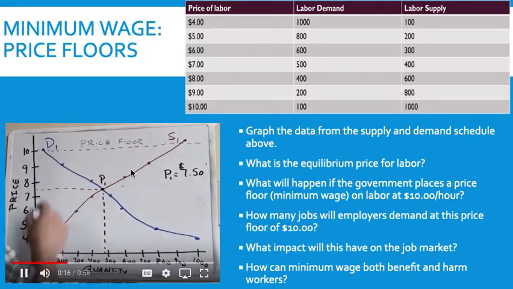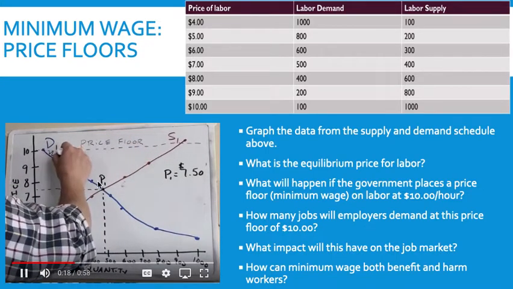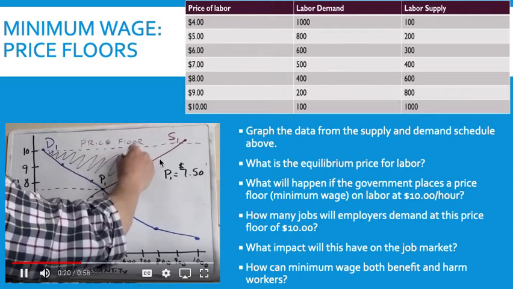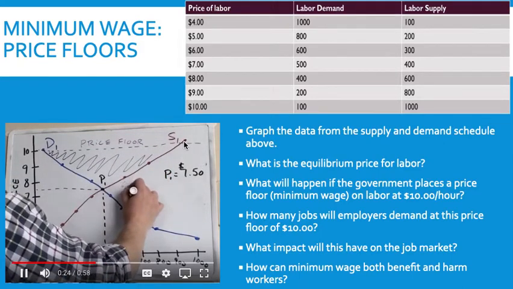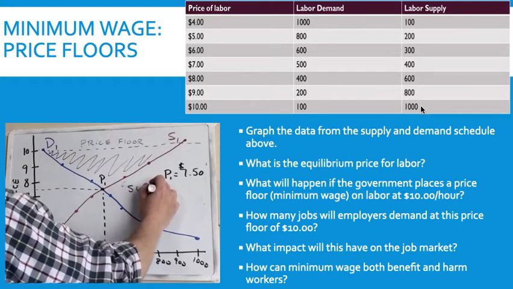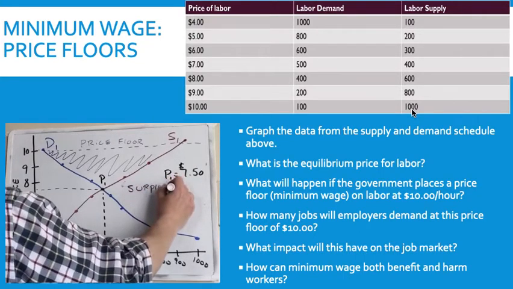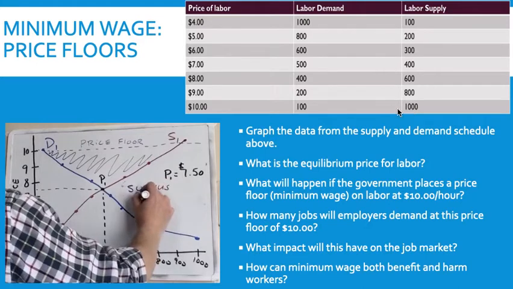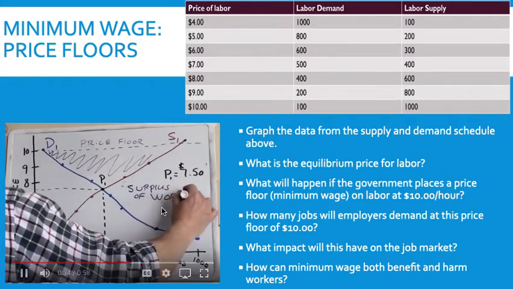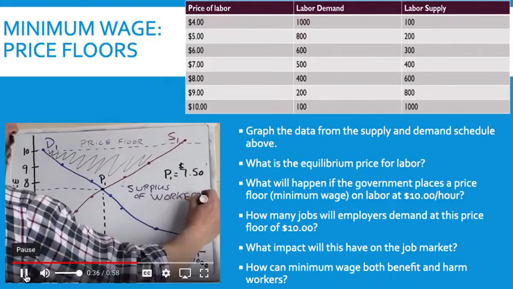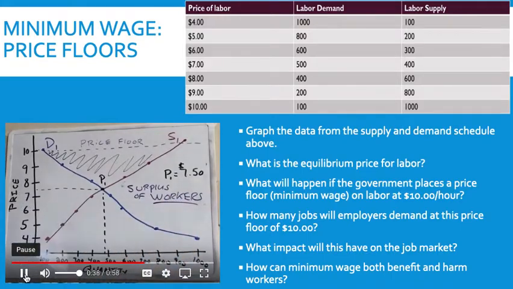We know that everything above equilibrium price would then create a surplus. When we think of a surplus, we're talking about a surplus of workers. See, at $10 an hour, there'd be 1,000 people willing to look for jobs at $10 an hour, but businesses would only be willing to hire 100. So you'd have a surplus of 900 workers, which usually isn't good either, right?